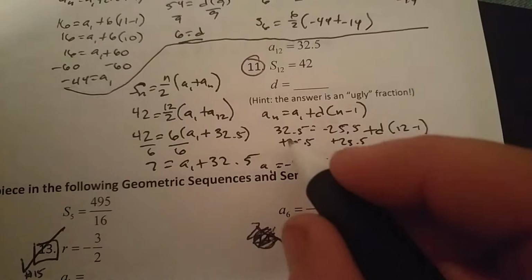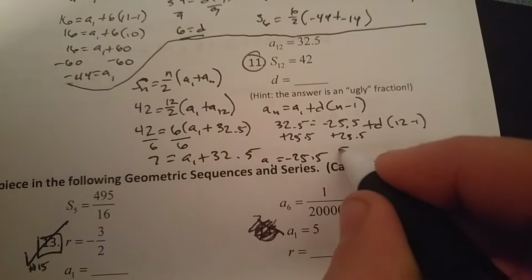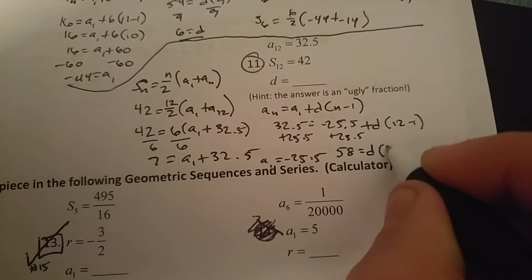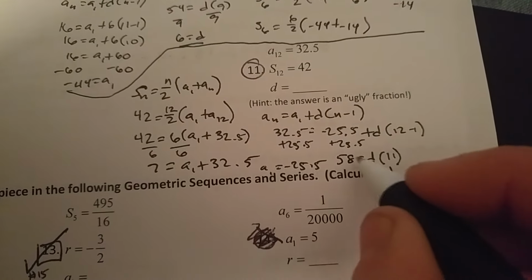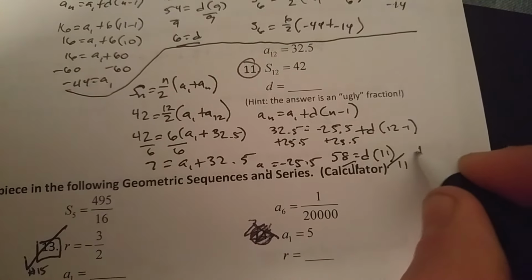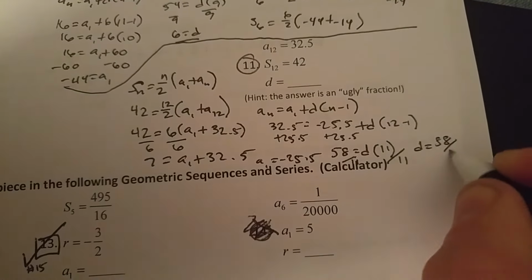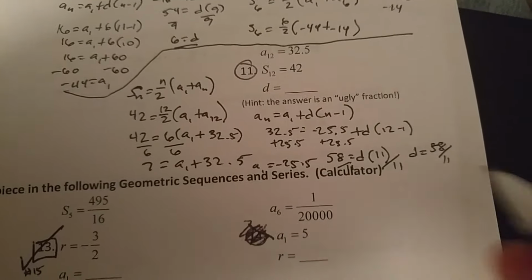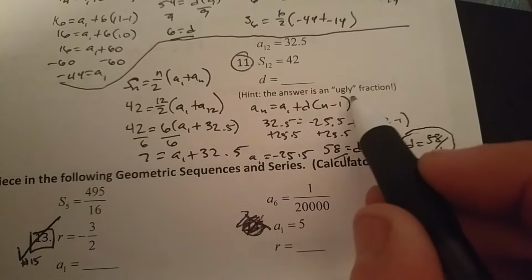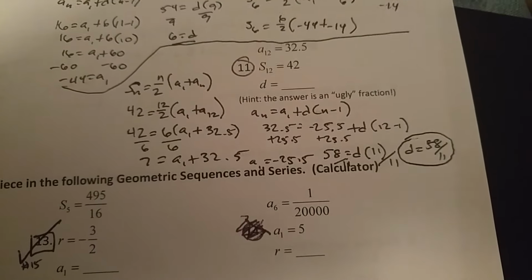Right, and so I'm going to get 58 equals D times, and then 12 minus 1 is 11. And so if you divide both sides by 11, you get that D equals 58 over 11, or whatever decimal that is. But you can leave it as a fraction. Remember, the hint there says that it's an ugly fraction. So there it is. Looks ugly to me.